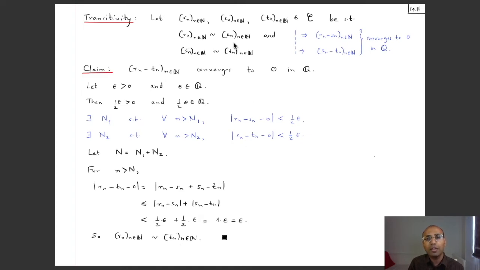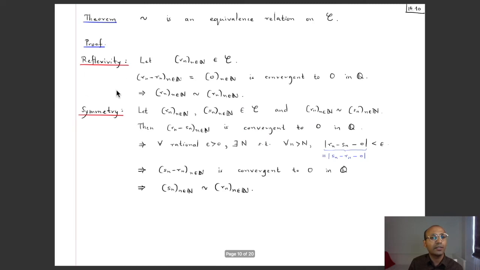So if Rn is related to Sn and Sn is related to Tn, then we have managed to show that Rn is related to Tn. So we have shown transitivity. So since our relation is reflexive, symmetric and transitive, it follows that it's an equivalence relation.